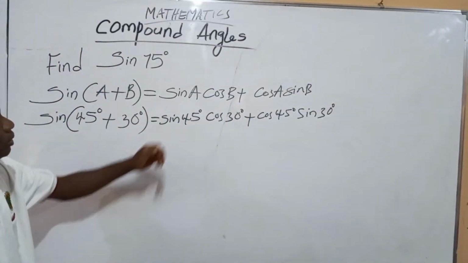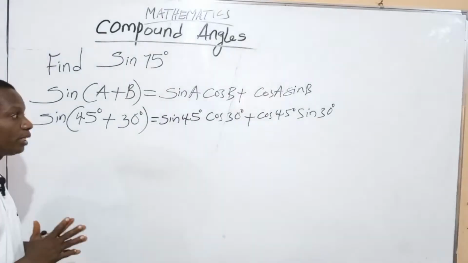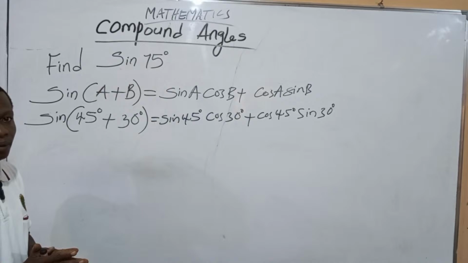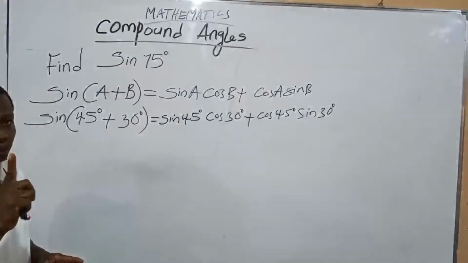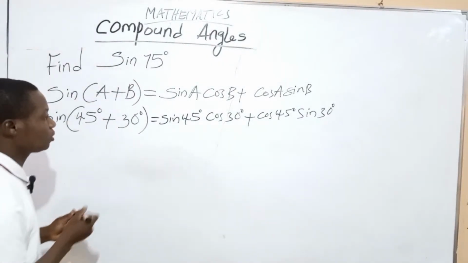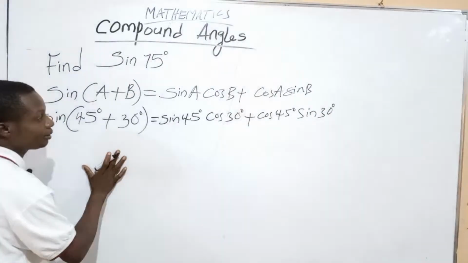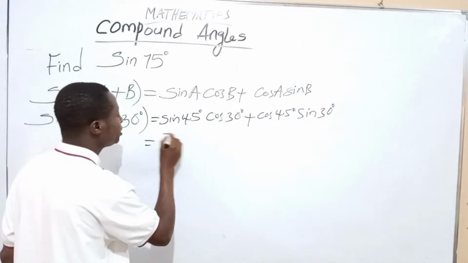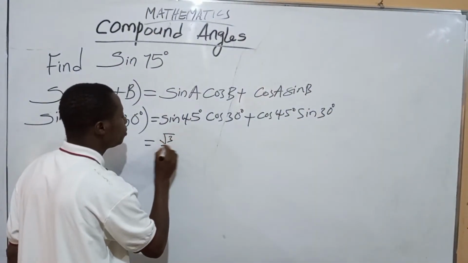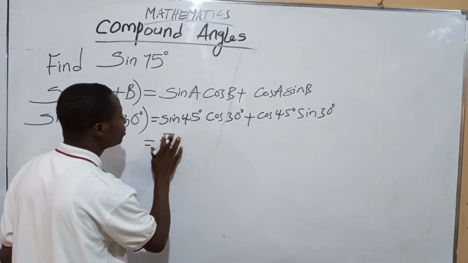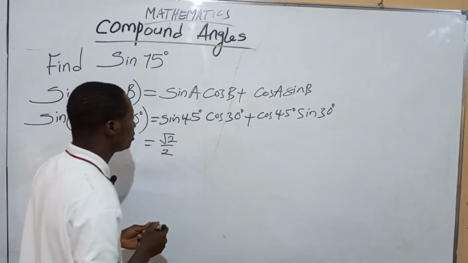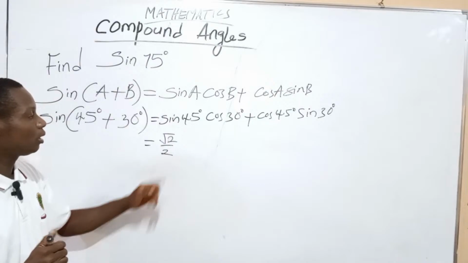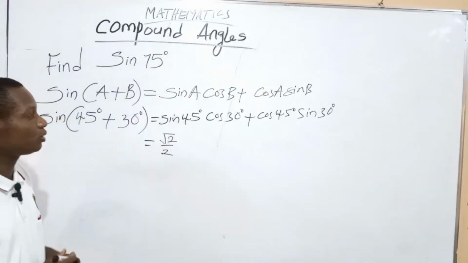Now, what is sine 45? Note that sine 45 is equal to cos 45. But tan 45 is 1. Okay, let's proceed from here. Sine 45 is root 2 over 2, sorry, root 2 over 2. Yes, sine 45 is root 2 over 2, because it's 1 over root 2, so that's root 2 over 2.